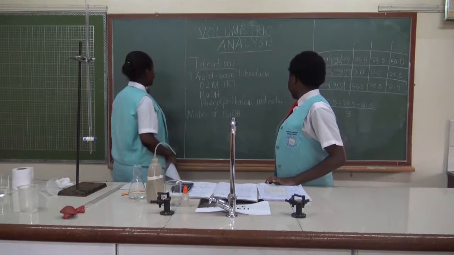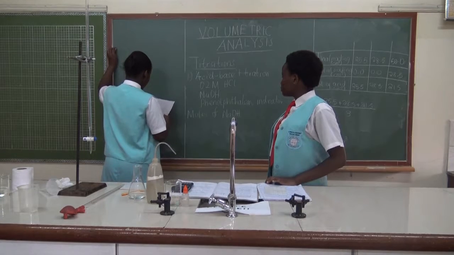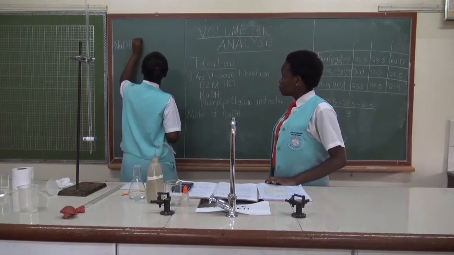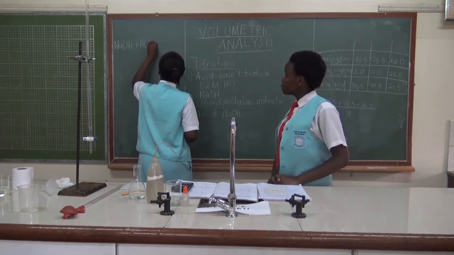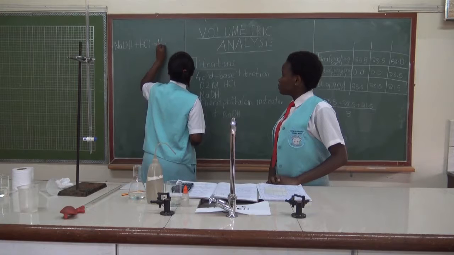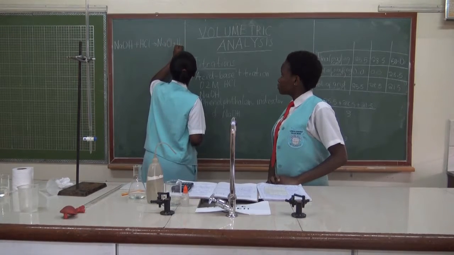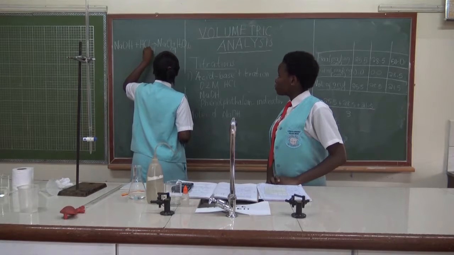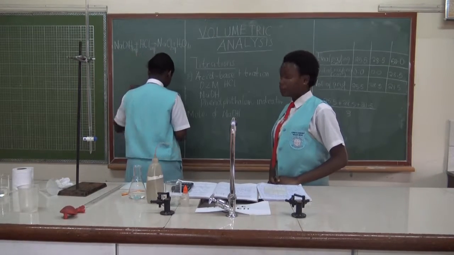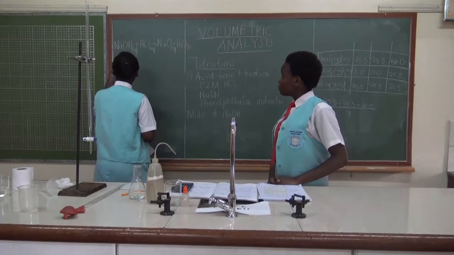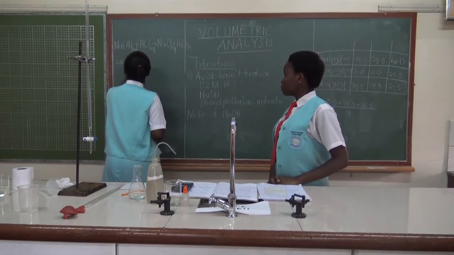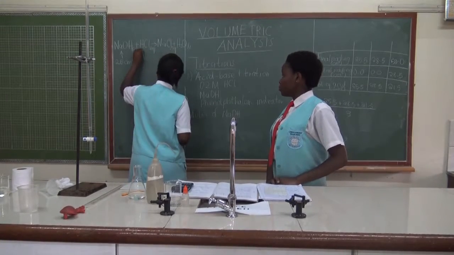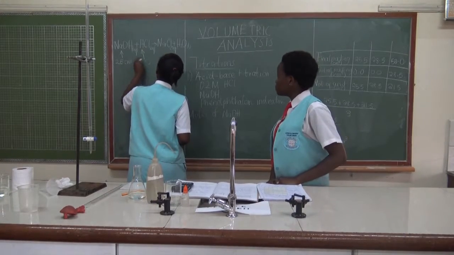The equation of the practical is going to be the base, which is sodium hydroxide, plus the acid, which is hydrochloric acid, to give us sodium chloride plus H2O, and the state symbols liquid, aqueous. So in the pipette we had 25 cubic centimeters of the base, and in the burette we had the titer volume of the acid, which is 25.2 cubic centimeters.